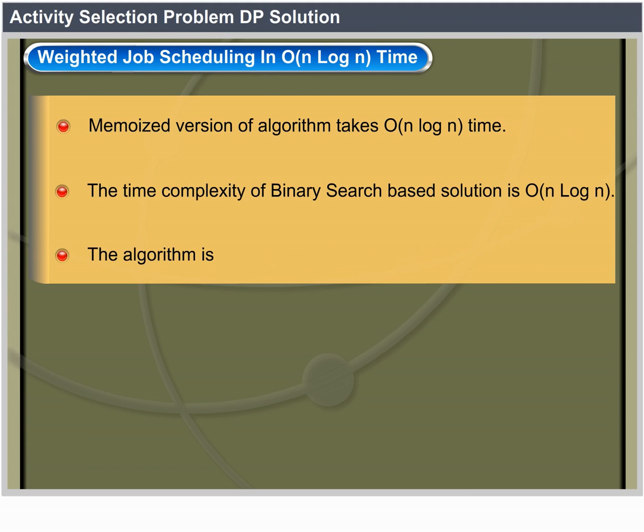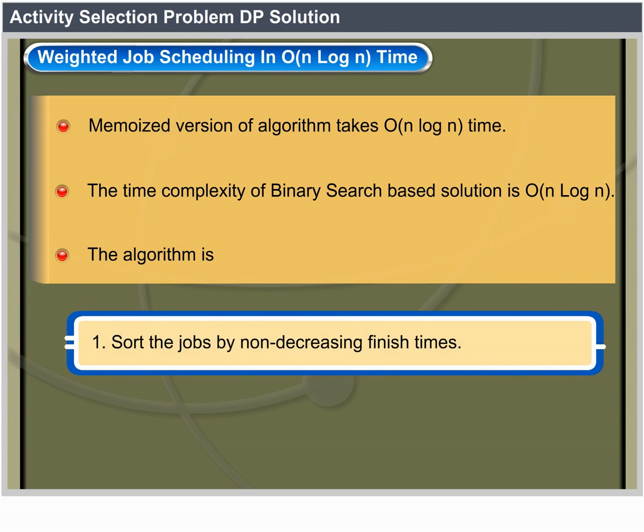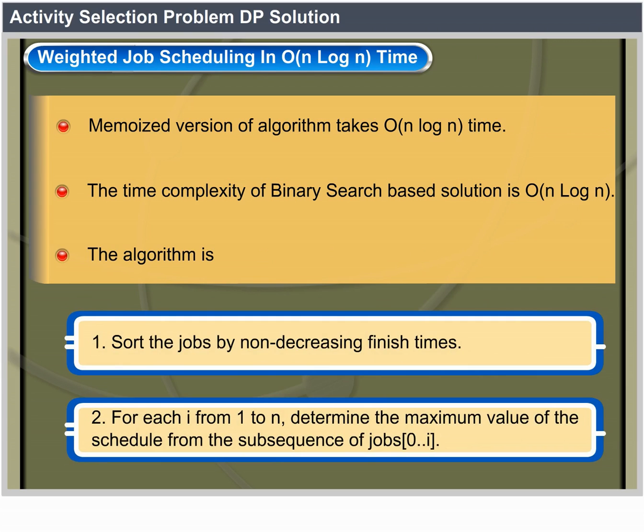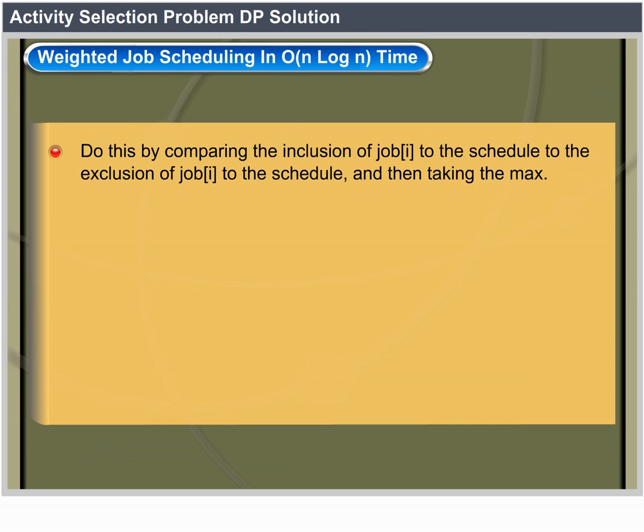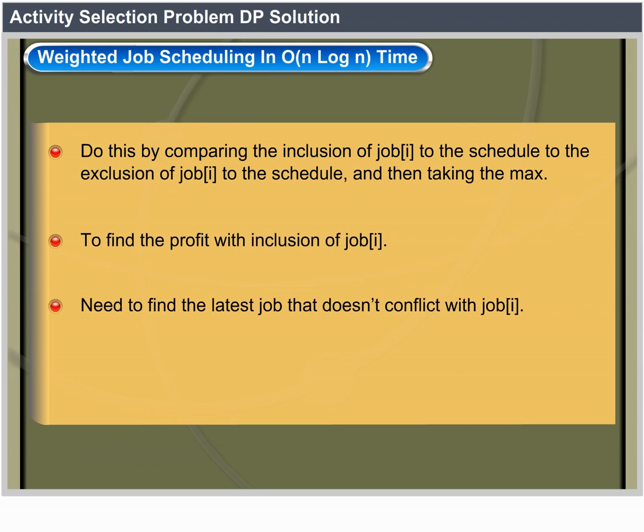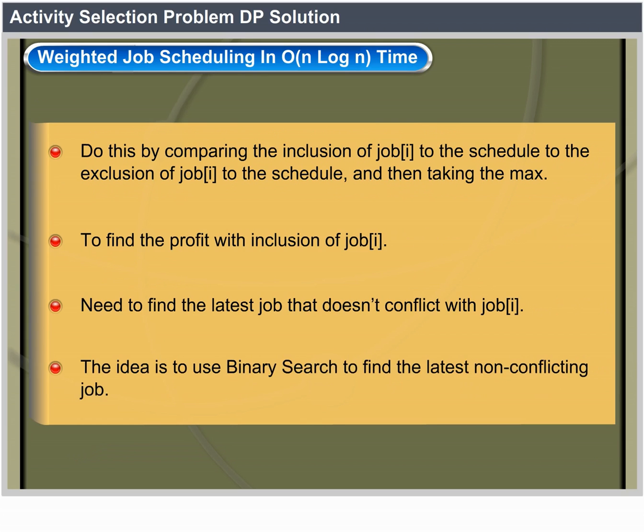The algorithm is: sort the jobs by non-decreasing finish times. For each i from 1 to n, determine the maximum value of the schedule from the subsequence of jobs 0 to i. Do this by comparing the inclusion of job i in the schedule to the exclusion of job i from the schedule and then taking the max. To find the profit with inclusion of job i, we need to find the latest job that does not conflict with job i. The idea is to use binary search to find the latest non-conflicting job.